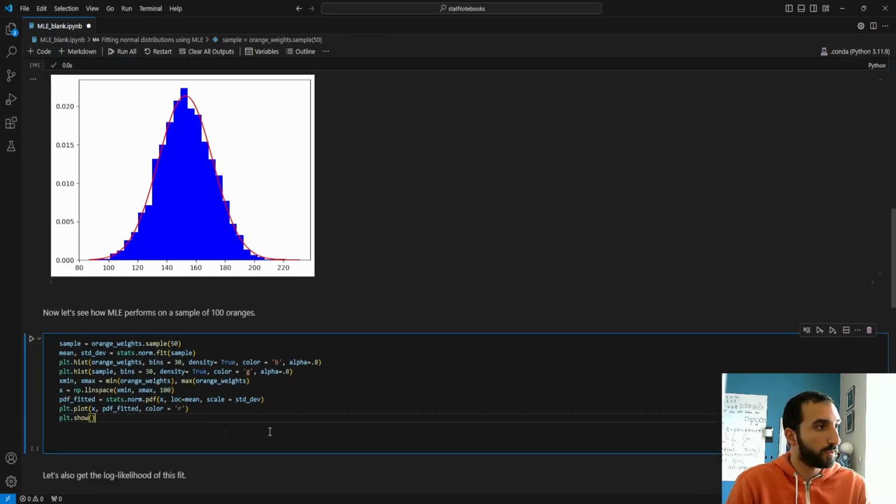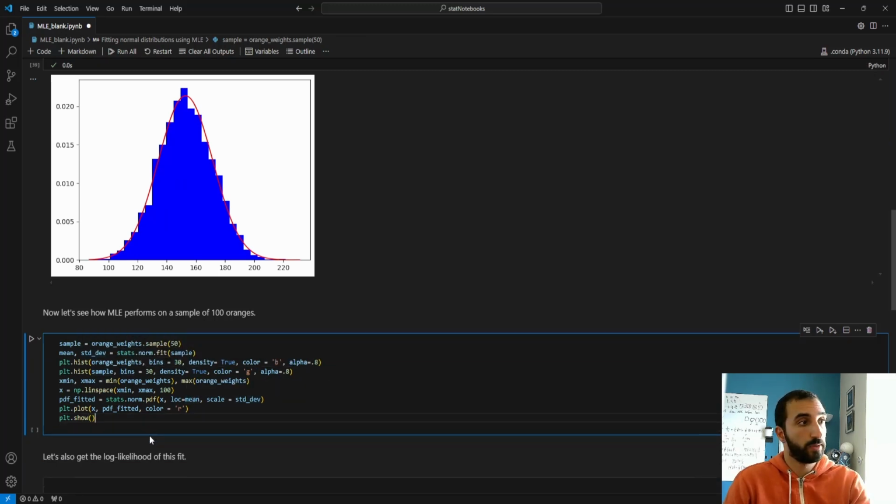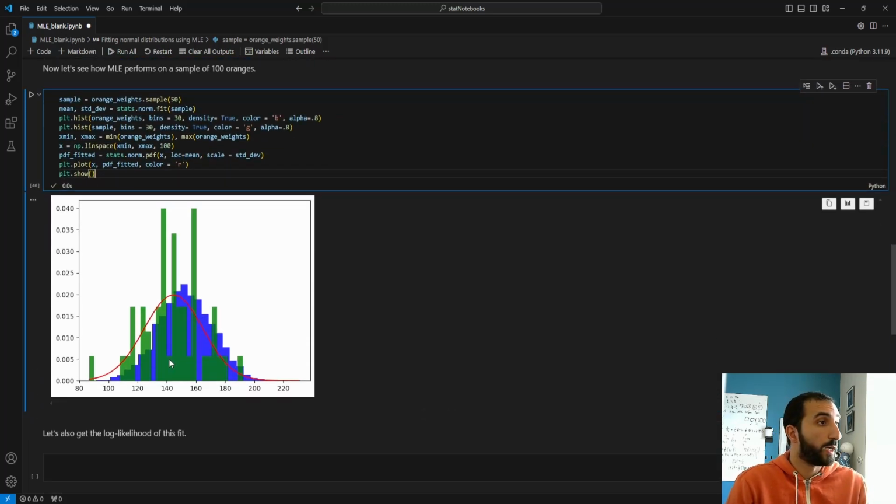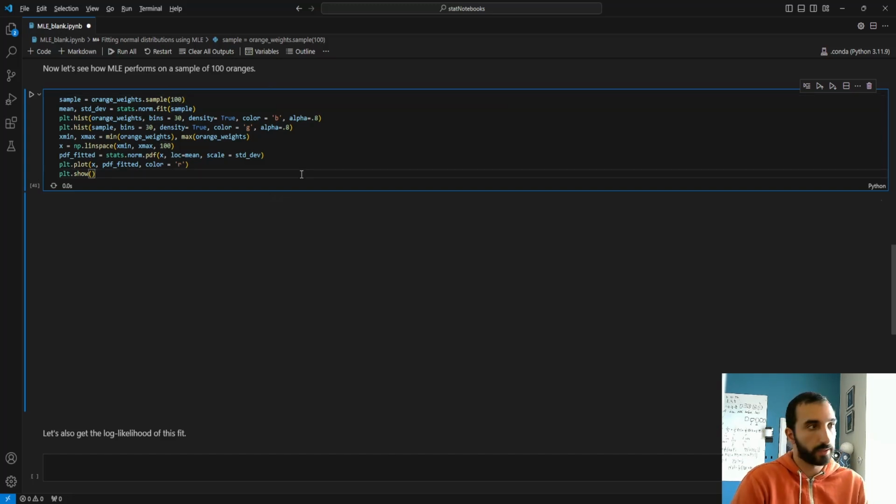Keep in mind now, mean is now the mean of the sample, and standard deviation is now the standard deviation of the sample. So let's take a look at what this looks like. That one actually didn't perform too well, but nevertheless, oh, I only did 50 samples. Let's take 100. Nevertheless, even with 50 samples, you get a pretty good understanding of what's going on here.